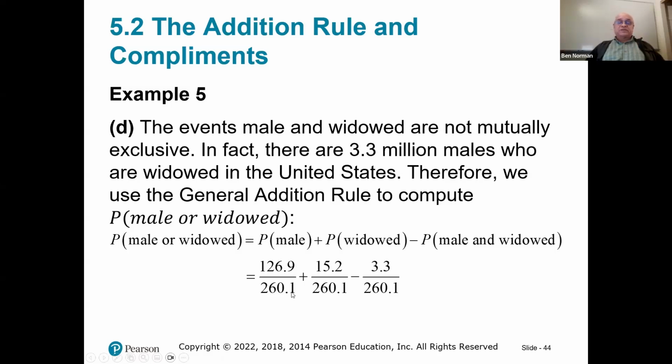So that gives us 126.9 over 260.1, plus 15.2 over 260.1, minus 3.3 over 260.1. Since all the denominators are the same, we can just add up the numerators. So 138.8 over 260.1, which is 0.534.